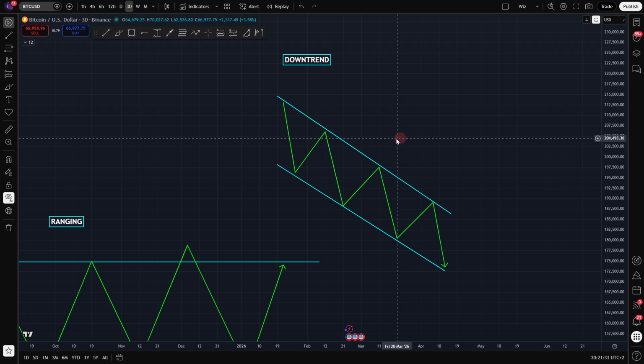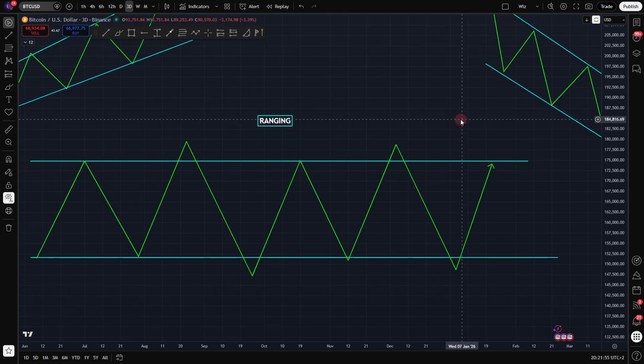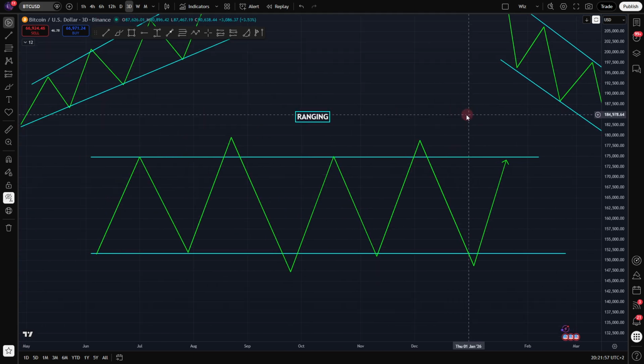In a downtrend, the expectation is continuation to the downside until the structure shifts. And instead of trying to long the dips, it's easier to short the bounce, because that's where the market structure is heading. And then we also have the ranging environment.